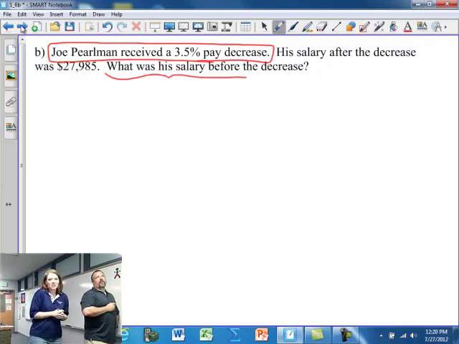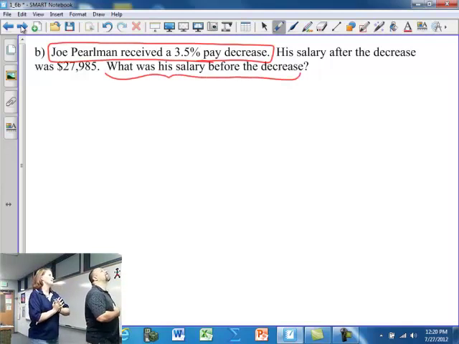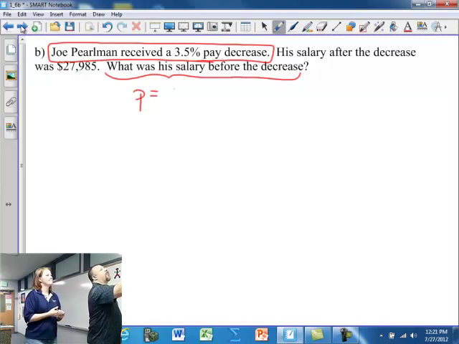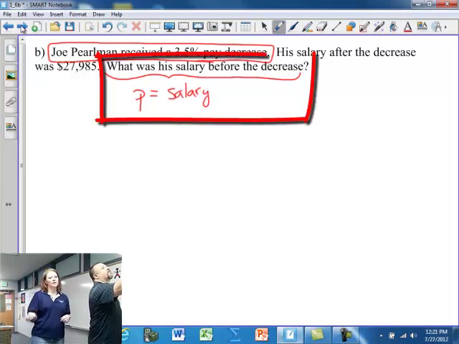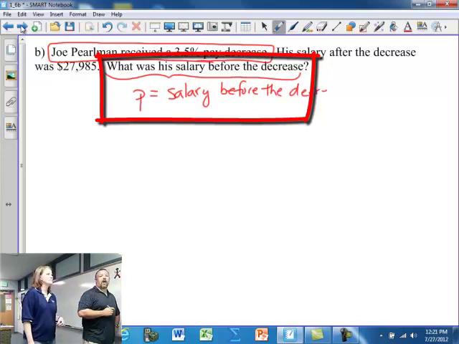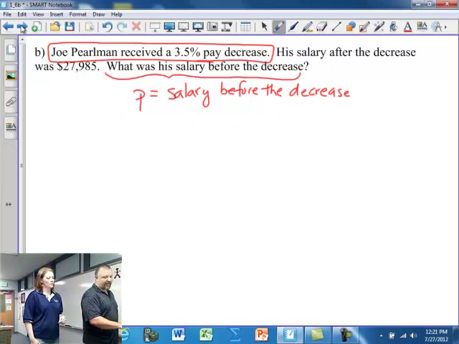So what's our variable going to be? Well, look at the answer to our question. So give me a letter. I'm going to say, I don't want to say S because that looks like a 5. How about P for pay? P is his salary before the decrease. Now, when you define your variables, be specific. Okay? Don't just say pay. Be specific.